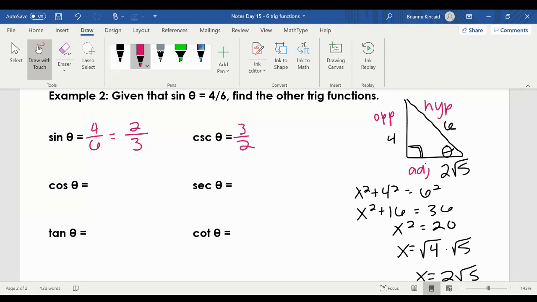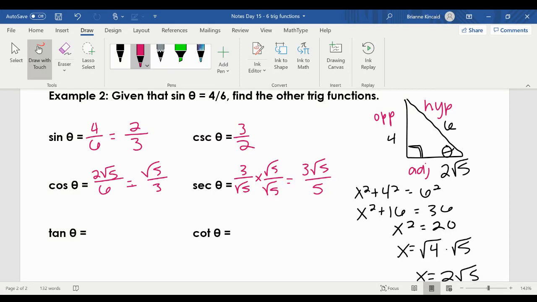So cosine, the adjacent over the hypotenuse. That's 2 radical 5 over 6. That's actually going to reduce down to radical 5 over 3. The reciprocal secant is 3 over radical 5. Huge red flag, we can't have a radical in the denominator, so we rationalize this. And it becomes 3 radical 5 over 5.